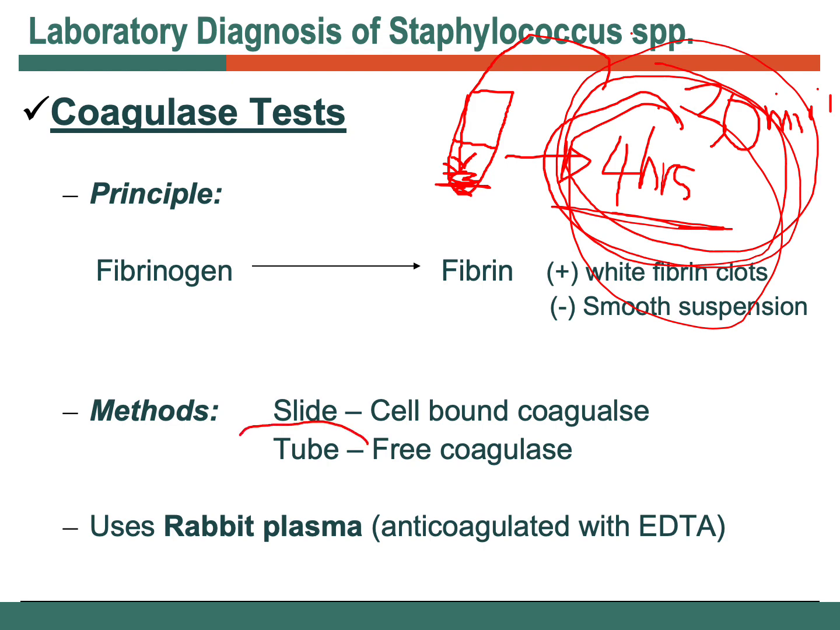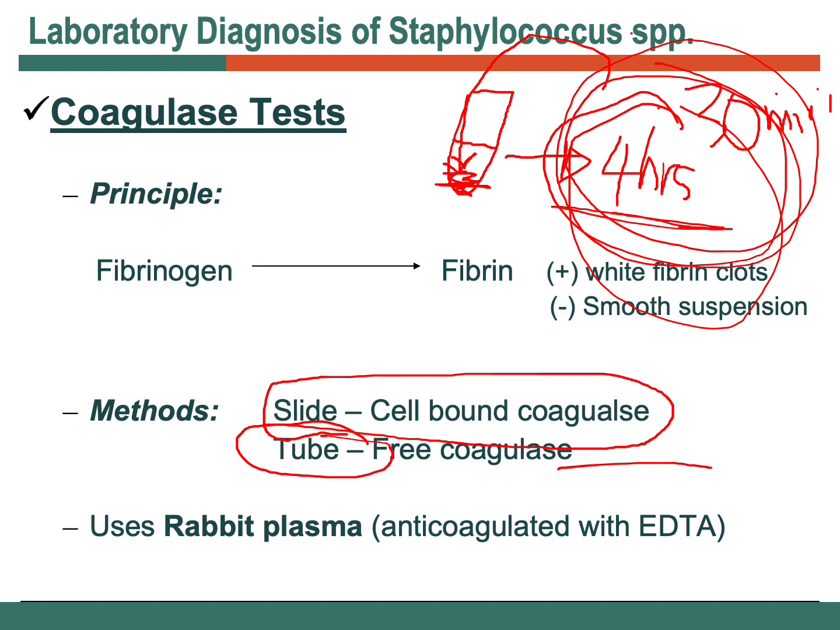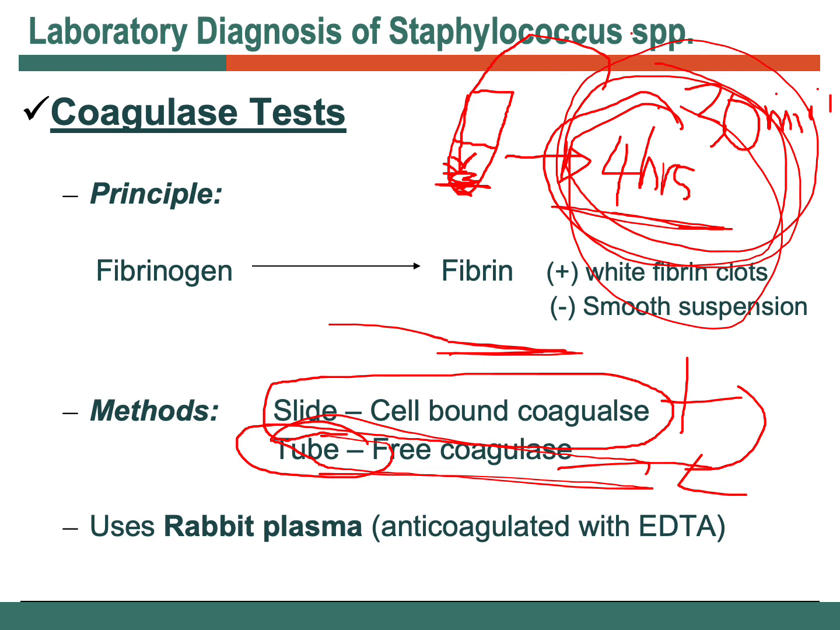Your tube coagulase is also a confirmatory test, okay? Because there are organisms that are positive for slide coagulase but are negative for tube coagulase, like your Staphylococcus lugdunensis. Your Staphylococcus lugdunensis also produces the coagulase enzyme, but they are negative with tube coagulase. That is why it's very important, if ever positive ka for slide coagulase, perform also tube coagulase. If ever negative naman for slide coagulase, you need to perform tube coagulase. So this should be hand in hand.